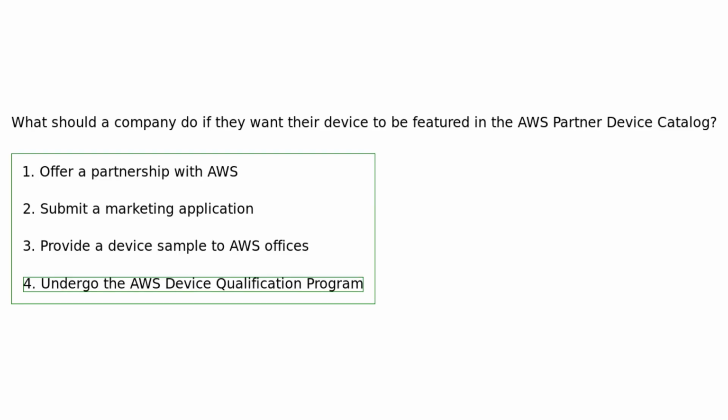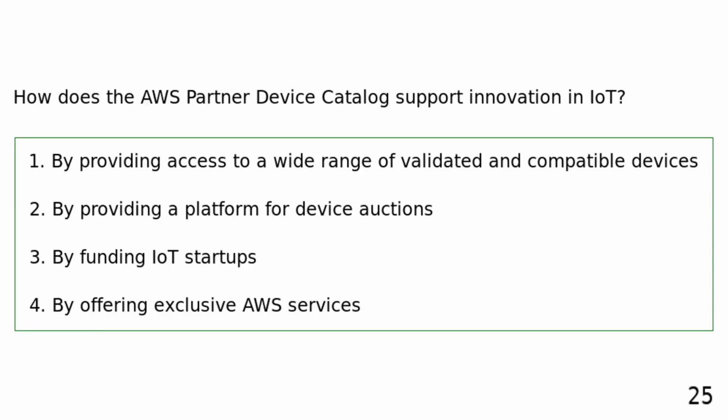A company needs to undergo the AWS Device Qualification Program to have their device featured in the catalog. How does the AWS Partner Device Catalog support innovation in IoT? By providing access to a wide range of validated and compatible devices. By providing a platform for device auctions. By funding IoT startups. By offering exclusive AWS services.